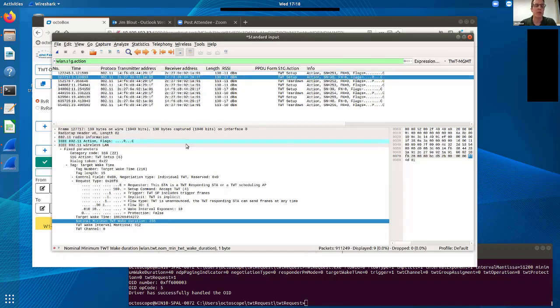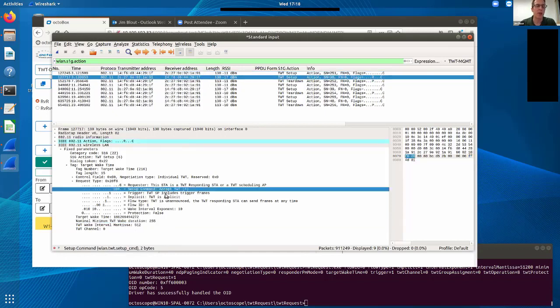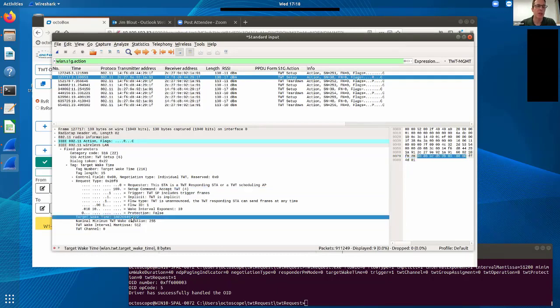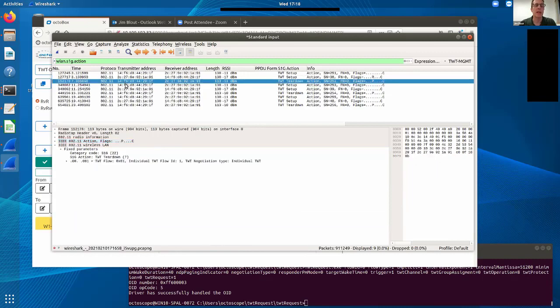The second packet was the response back from the AP, which was an accept, and it pretty much shows that it agreed. It's got the same parameters here. And then this is the beacon offset, the timestamp from the offset from the beacon of when they're going to start this session. We waited about 4 seconds and then sent the teardown to end this session.